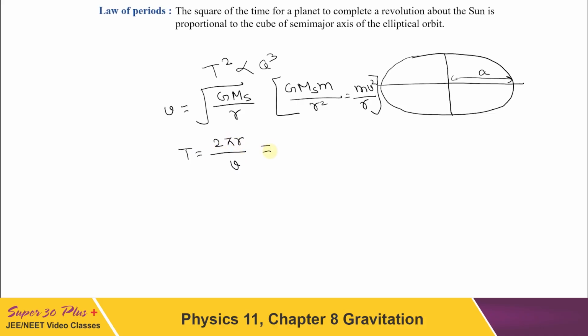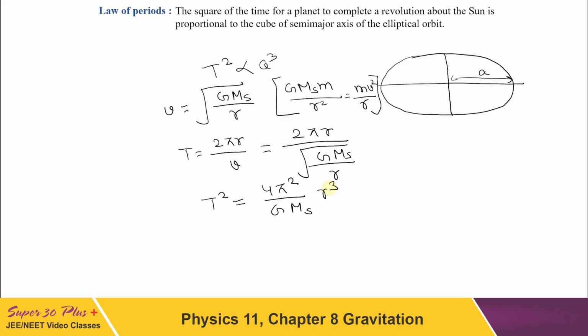Let us substitute the value of v, that will be equal to 2 pi r upon under root G Ms upon r. If I square both the sides, that will give T square to be equal to 4 pi square upon G Ms and cube of r, which verifies the statement of Kepler's third law. Of course, here we have verified it for circular orbit, but it can be verified even for elliptical orbits.